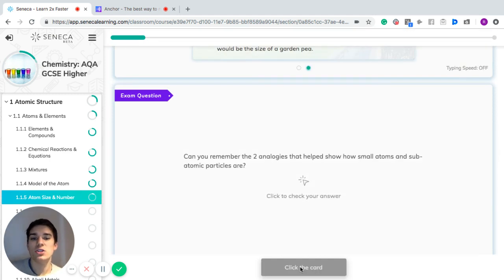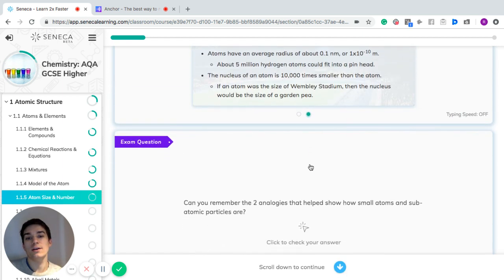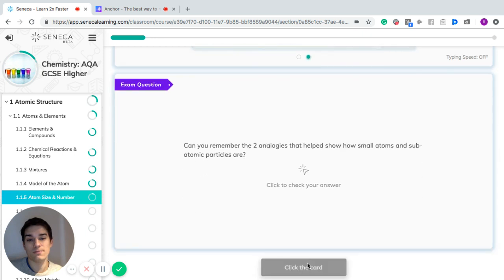So can you remember the two analogies that help show how small atoms and subatomic particles are? So remember that if you think of a pinhead, about 5 million hydrogen atoms will fit on the top of that pinhead. And then if you think of the size of Wembley, the size of a pea, the size of Wembley is the size of the atom with all its electrons, and the pea is the nucleus.